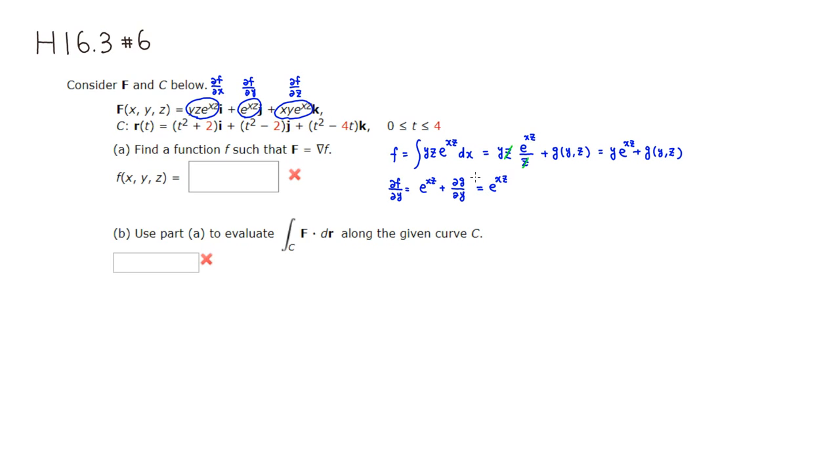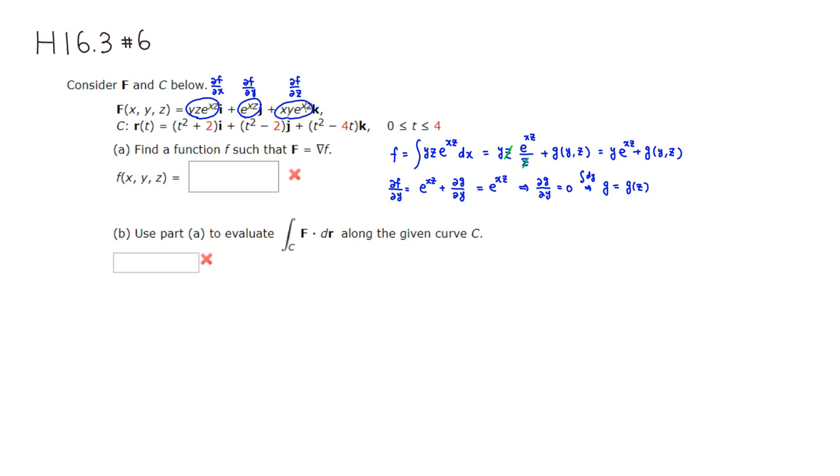We have to make sure that this is equal to e to the xz. Which means that the partial of g with respect to y is going to be equal to 0. By taking the antiderivative with respect to y, z is considered to be a constant, so g is going to be a function of just z.